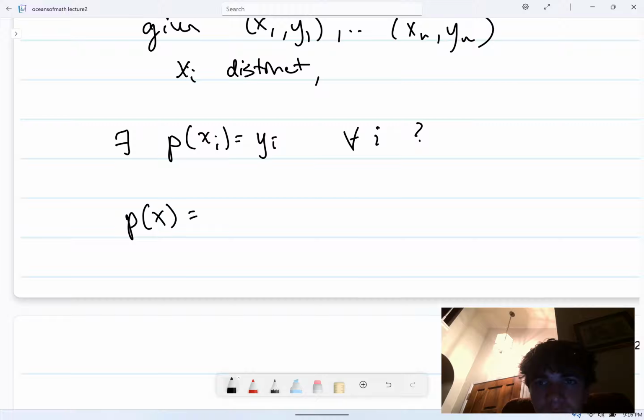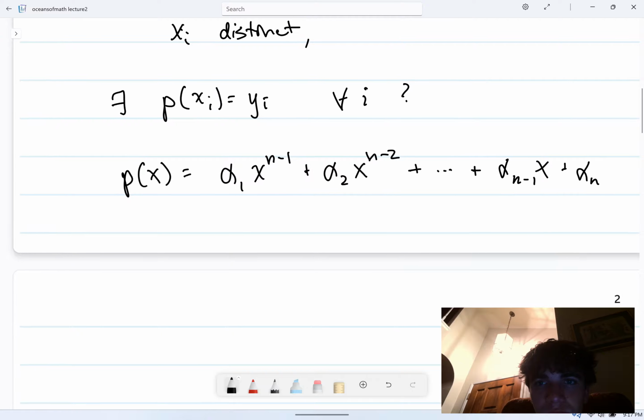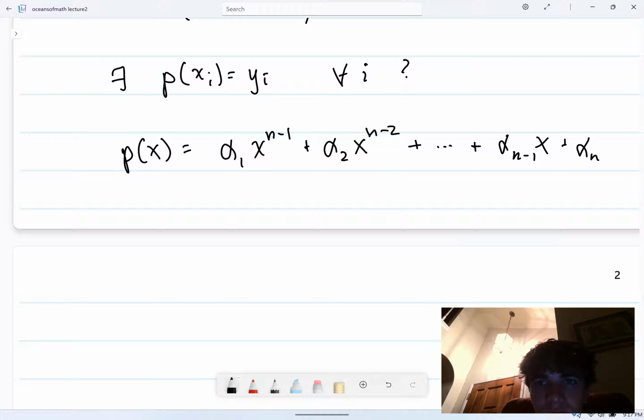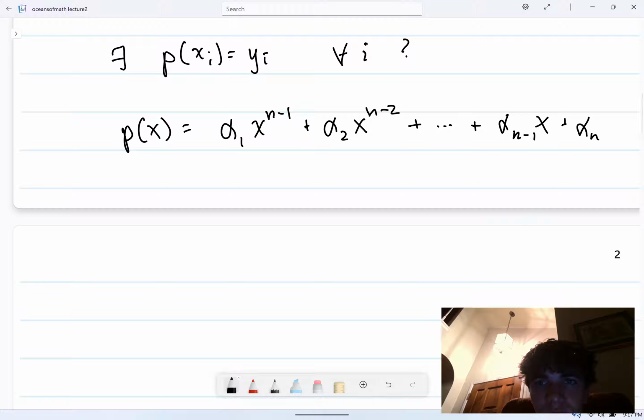x in the form alpha 1 x to the n minus 1 plus alpha 2 x to the n minus 2 plus, plus alpha n minus 1 x plus alpha n. Okay, so this is our polynomial. It has exactly n degrees of freedom corresponding to the n coefficients of the polynomial.